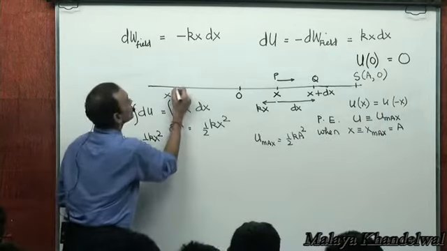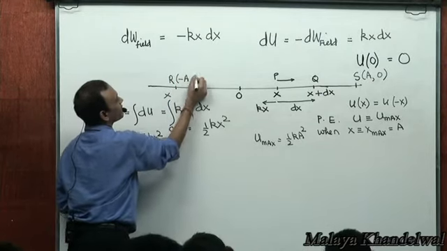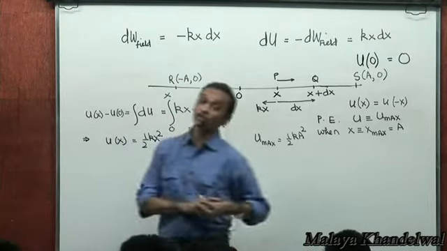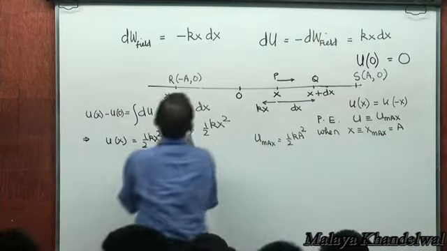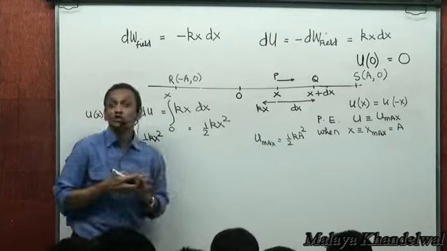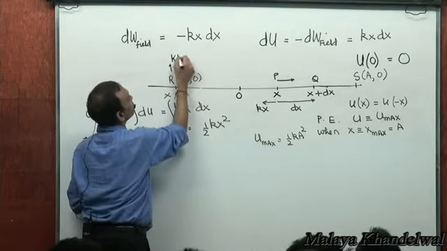And also at R, where x is minus A. At these 2 points, the potential energy is a maximum and is half kA squared. Now at these 2 extreme positions, the velocity has become 0. Therefore at these points, kinetic energy is 0.